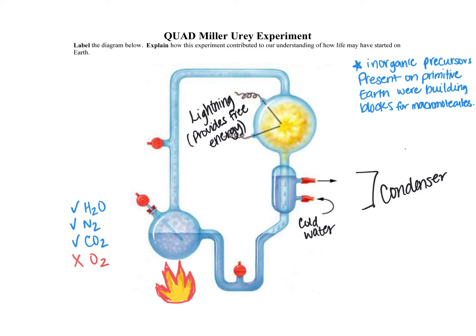Now, you don't need to remember the molecules that they pulled, with the exception of one, which is amino acids. And you need to recognize that amino acids are the building blocks of proteins, which is a type of macromolecule. So that was the point of the Miller-Urey experiment, was to show that those inorganic precursors present on primitive Earth, when provided with an oxygen-free atmosphere and provided with free energy, could create the building blocks or monomers of macromolecules, such as what we saw with the amino acids.